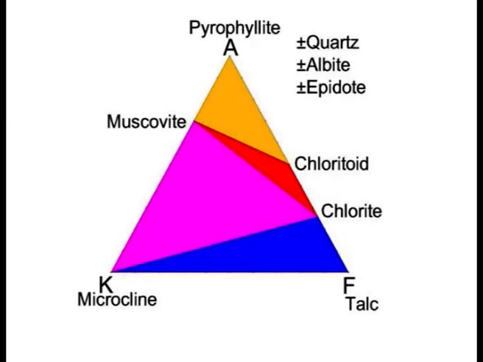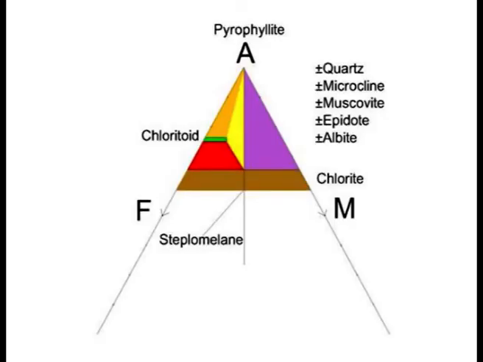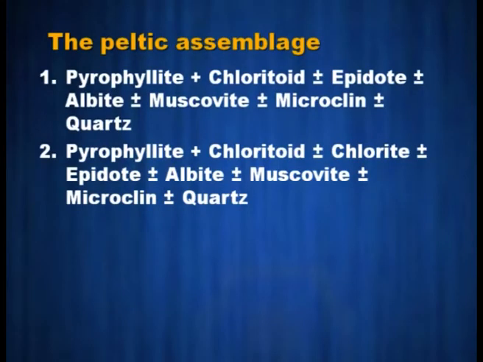The pelitic assemblages are first pyrophyllite plus chloritoid plus epidote plus or minus albite plus or minus muscovite plus or minus microcline plus or minus quartz. The rock may be phyllite or schist depending upon the structure present. Second, pyrophyllite, chloritoid plus or minus chlorite plus or minus epidote plus or minus albite plus or minus muscovite plus or minus microcline plus or minus quartz may be again phyllite and schist.